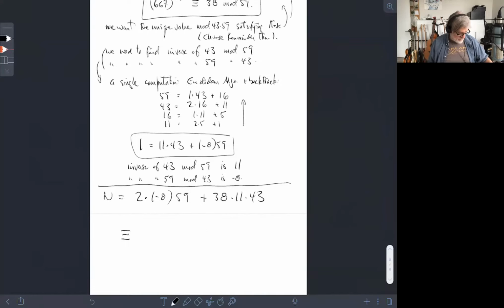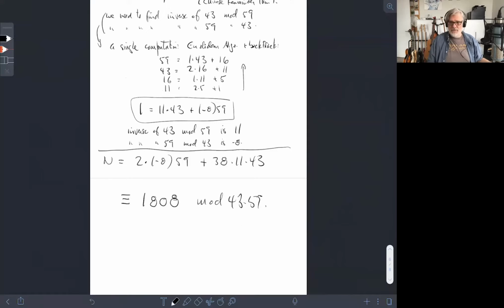And this is, if you compute this thing mod 43 times 59, you will get 1808. I just divided and looked at the remainder. Okay.